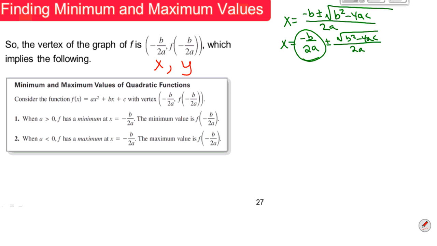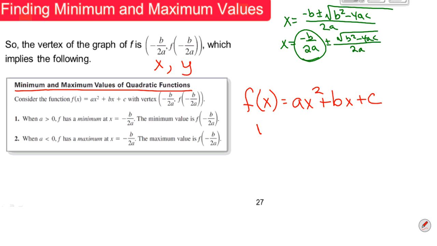But the minimum and maximum values of quadratic functions, so if we have, and I'll write this a little bigger because it's kind of blurry looking to me here, f of x equals ax squared plus bx plus c, then the vertex has the coordinates minus b over 2a, comma, f of minus b over 2a. So really, this second part is just the y value when you put in negative b over 2a as the x value.